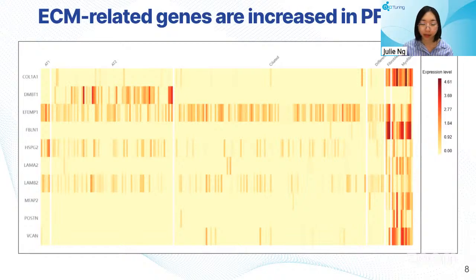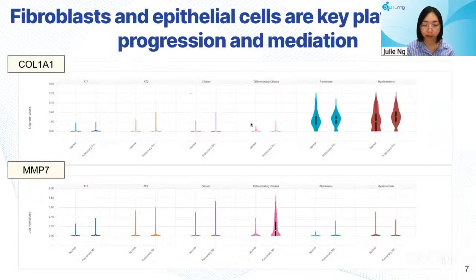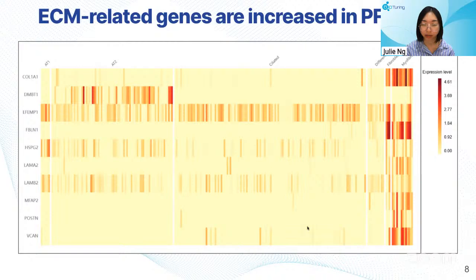Right. And these figures that we produced were from BBrowserX Pro. So you're able to produce violin plots such as this one and also heat map plots like this one.